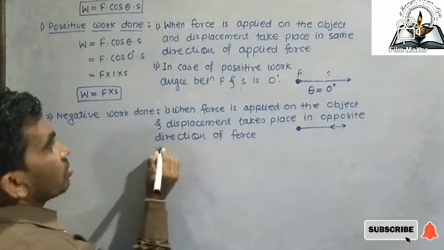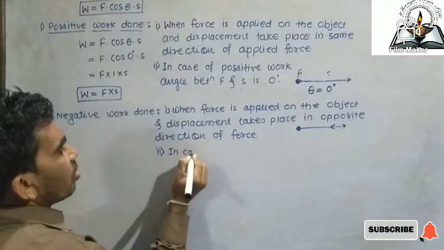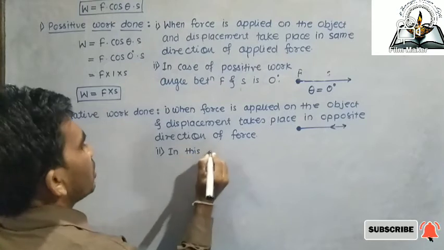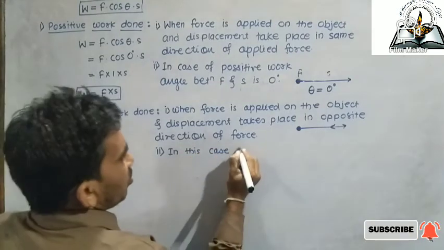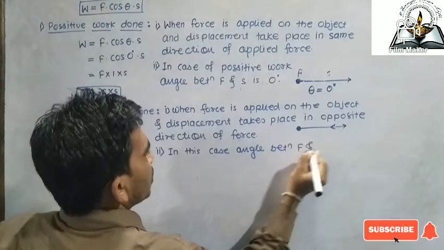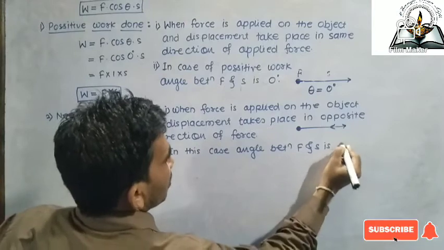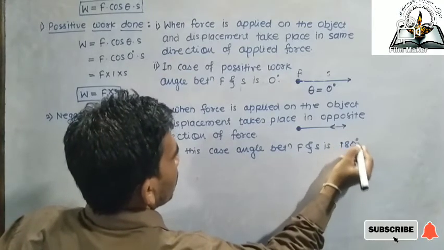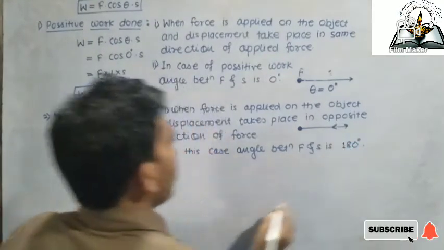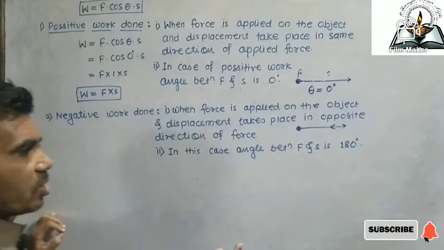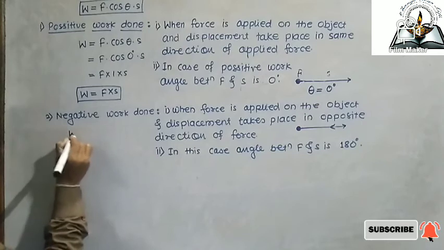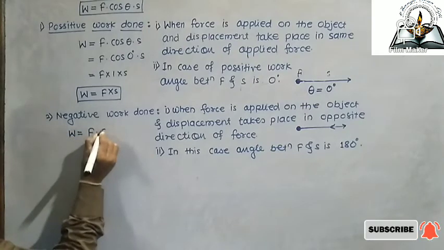So in this case, in case of negative work done, the angle between force and displacement is 180 degree. It means that when the force is applied, the displacement takes place in the negative or opposite direction. We can explain this with the help of the formula, F into cos theta.